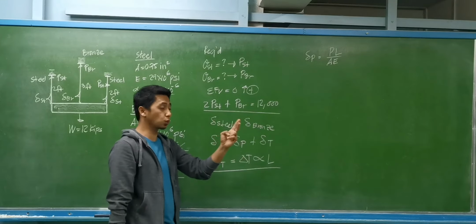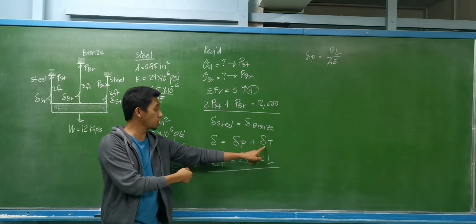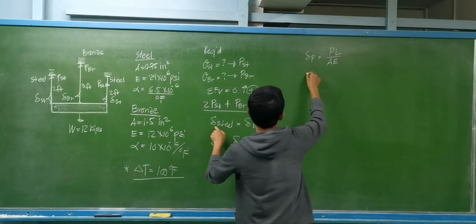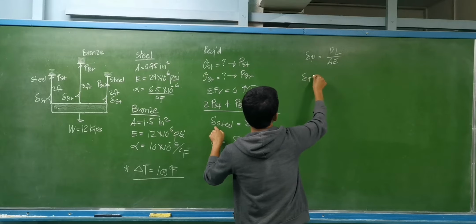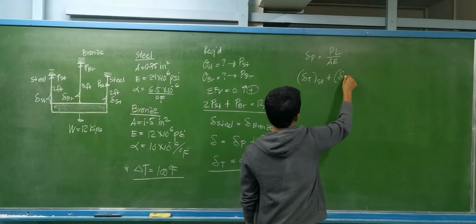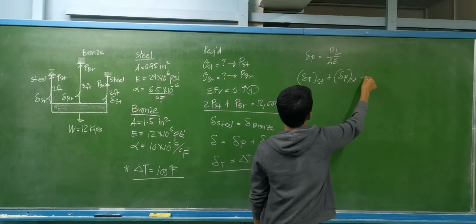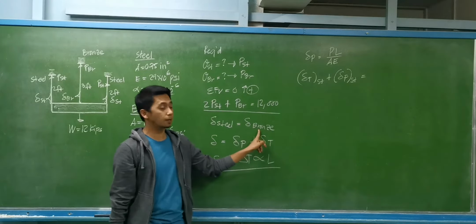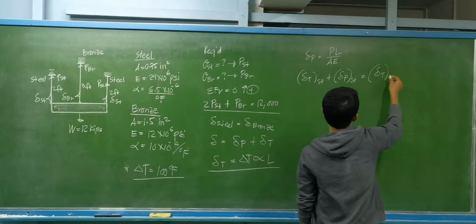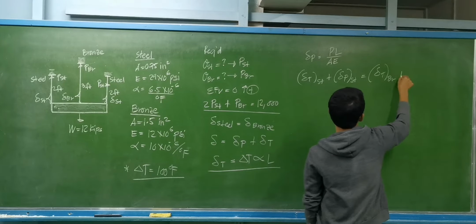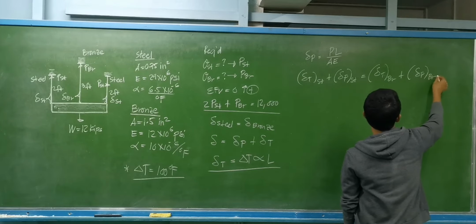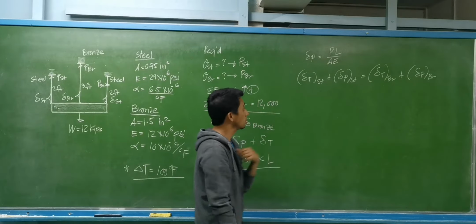So we are considering two components of the total deformation. So what will be the total deformation of the steel? The total deformation of the steel, this is first due to temperature plus the deformation due to load for the steel, will be equal to the total deformation of the bronze. That is the deformation due to change in temperature for the bronze and the deformation due to load for the bronze. So let this be our key equation.